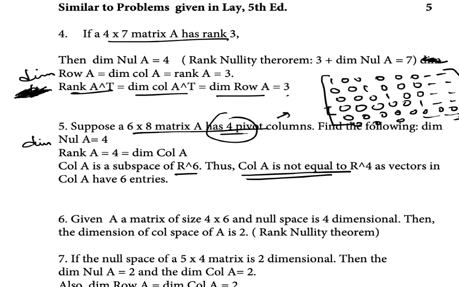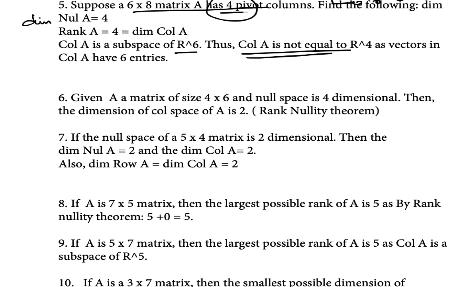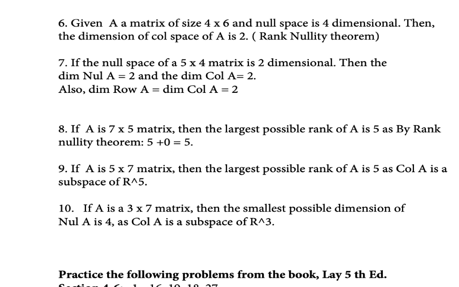Okay, now let's look at another example here. Given a matrix of size 4 by 6 and a null space that is 4-dimensional, that means the nullity of A, or the dimension of the null space, is 4. So what would be the dimension of the column space? It would be the rank of A, or the column space of A, plus 4 equals 6 by the rank nullity theorem. 6 is the number of columns. So the dimension of the column space is 2.